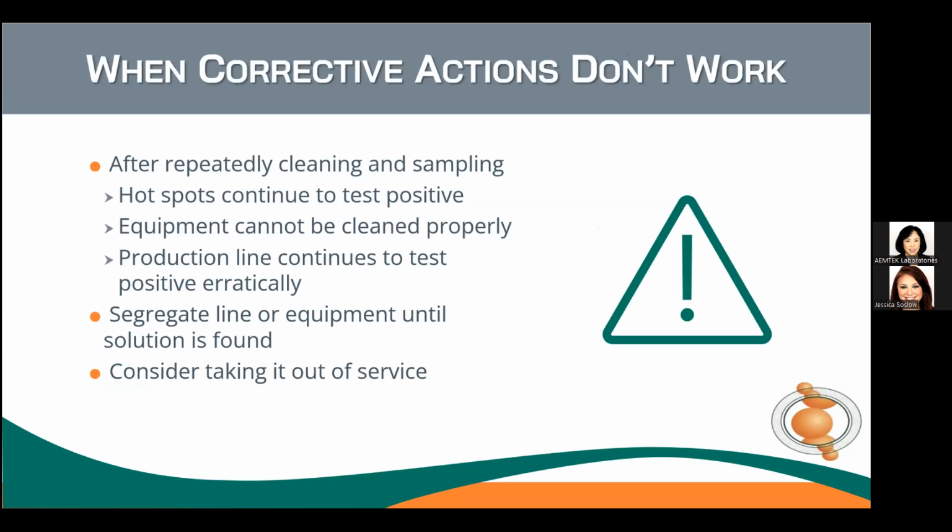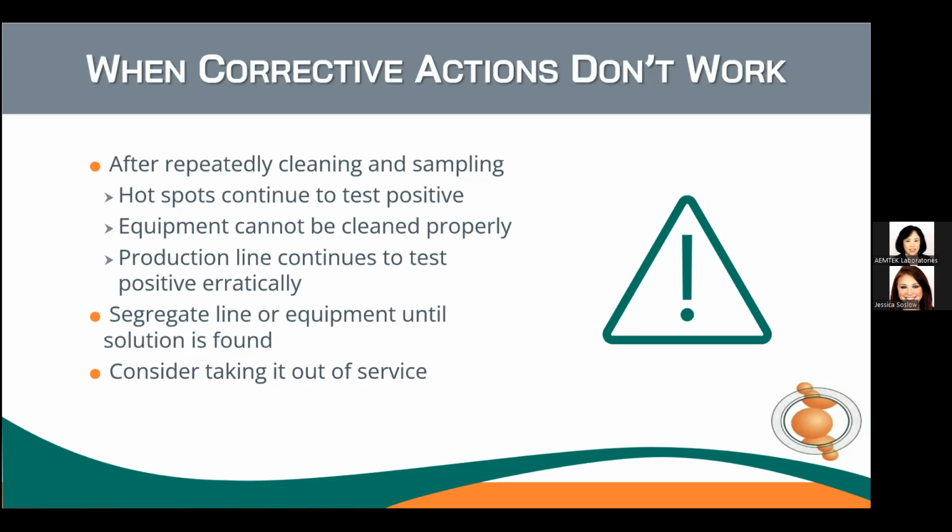And sometimes the corrective action just doesn't work. In spite of every effort in monitoring, sampling, and correcting environmental issues, including deep cleaning the equipment, deep cleaning the floor, the walls, and everywhere, the production line still tests positive erratically for pathogens or pathogen indicators, such as Listeria species. And so what do you do in that case?